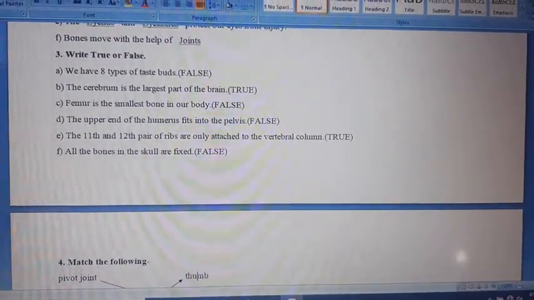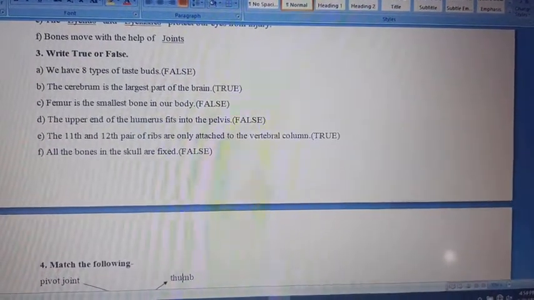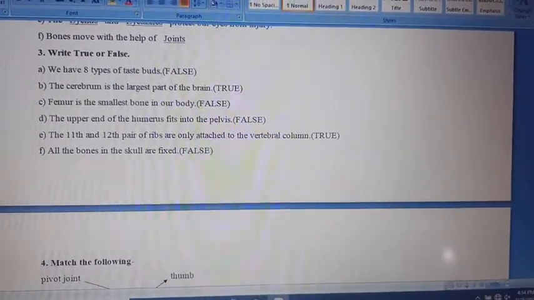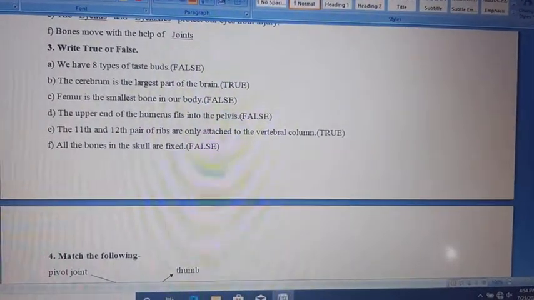E. The 11th and 12th pair of ribs are only attached to the vertebral column. True. F. All the bones in the skull are fixed. False.